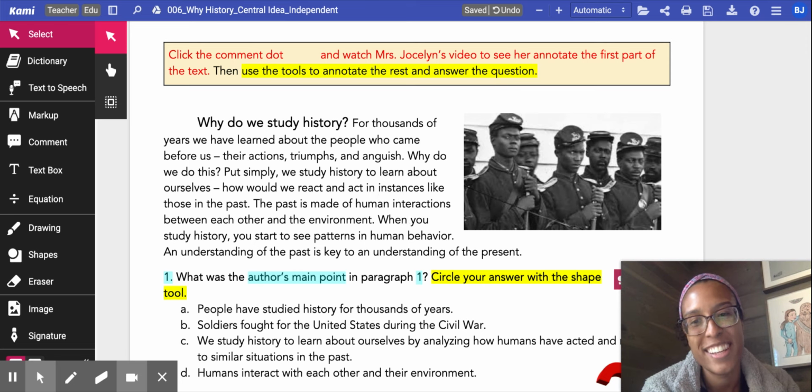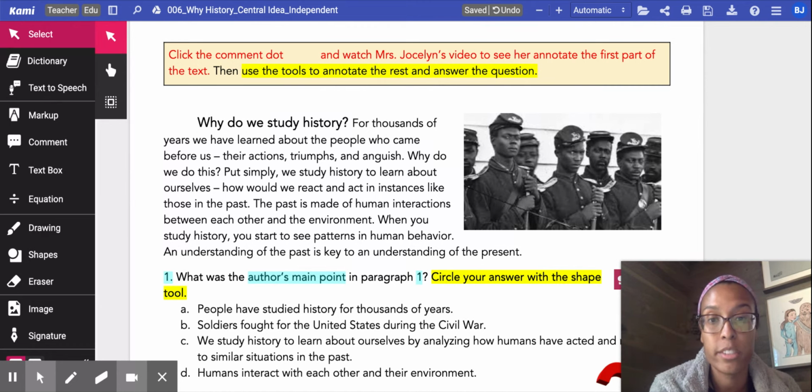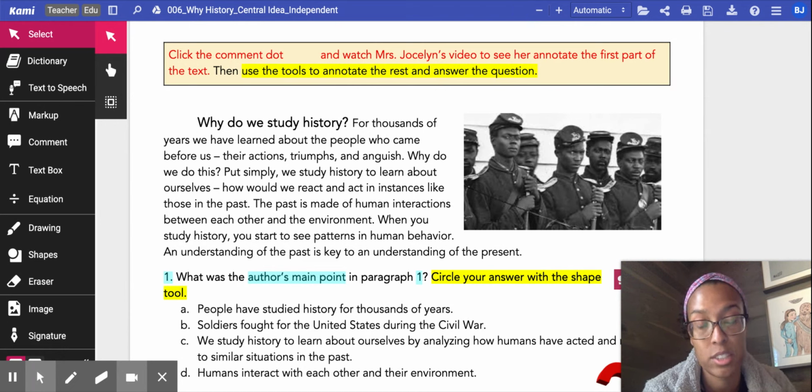Hi Kipsters! Today I'm going to be showing you how to annotate the text, and I'm going to annotate our very first paragraph. After I've shown you what to do, I want you to continue to annotate the rest of the paragraphs in the story.